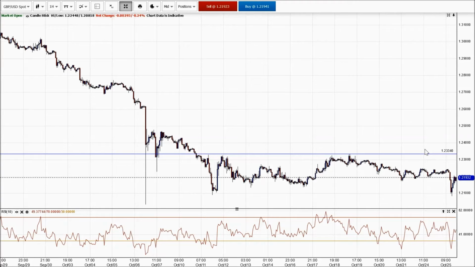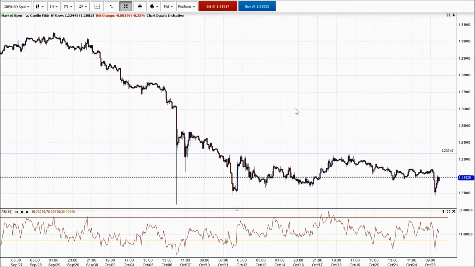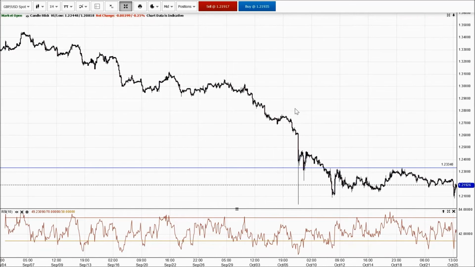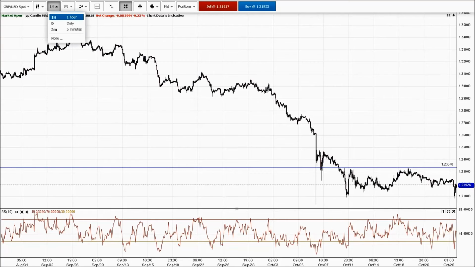But I would just be very nervous about trying to pick the bottom in pound against the dollar at the moment. I must admit, when we had that move on EU referendum night, I thought that was it. I thought that's the lows. We've seen the lows, but clearly that's proved to be wrong.